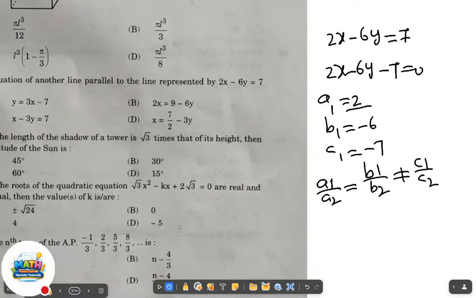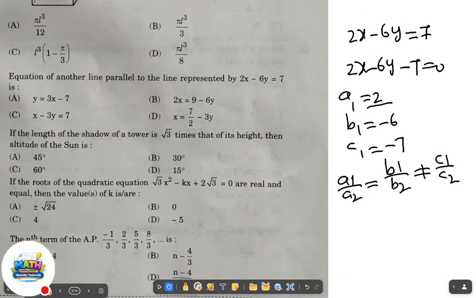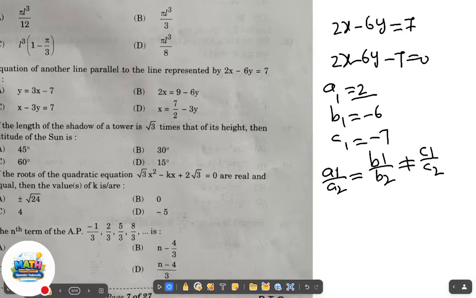Okay, let's see the third option. What is option C? x minus 3y equals 7.